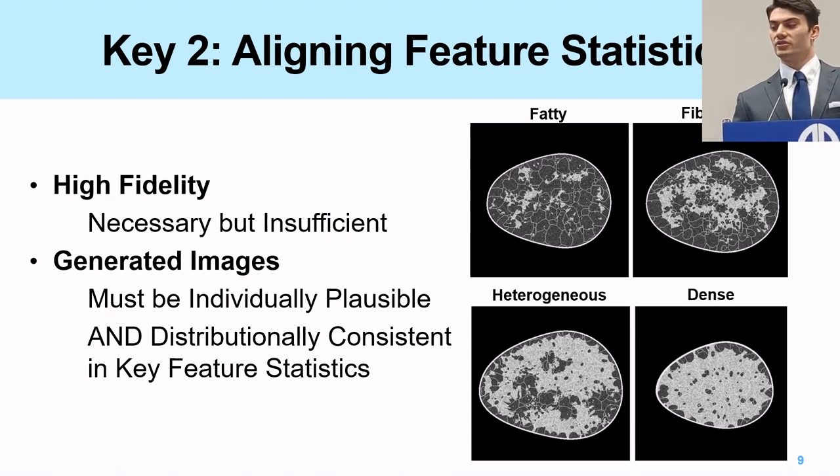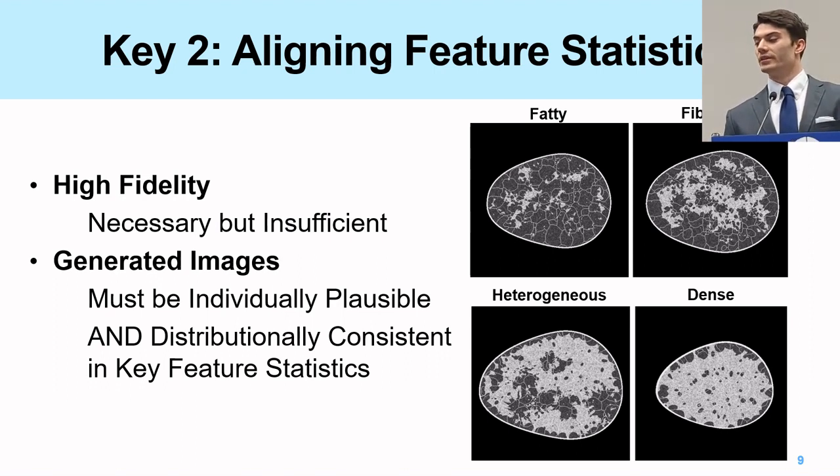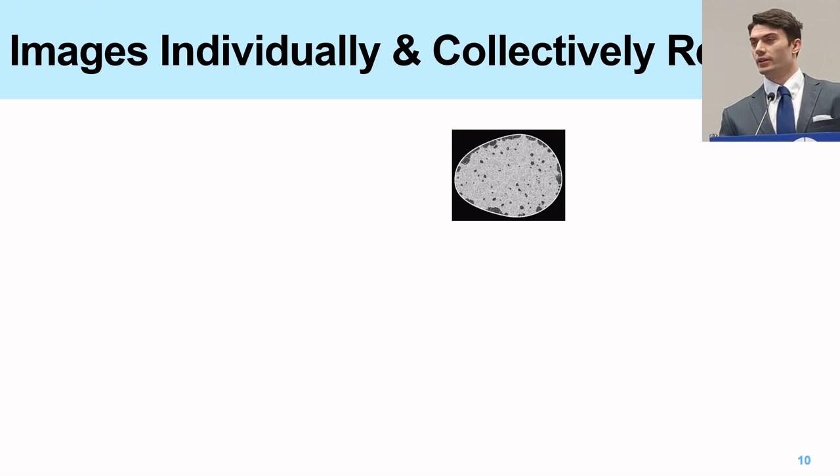We also need the generated images to be individually plausible, and also distributionally consistent in key feature statistics, like Dr. Kelkar alluded to. To demonstrate this, I'm going to look at something called the log fat-to-glandular ratio as one of the metrics, and that's used to discriminate between these four categorizations of breast. So here we have a synthetic image, and honestly, you can't see it very well, but visually there's nothing wrong. It's highly dense, but there's nothing wrong with it, and you wouldn't think there's anything wrong just looking at it.